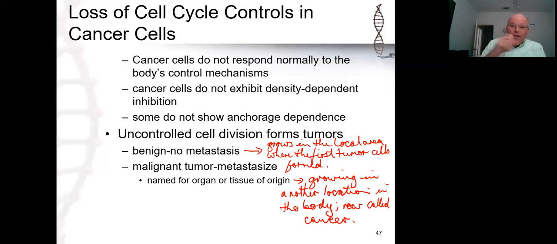So officially, in the medical world at least, we don't name things a cancer until the tumor has metastasized and you've got a tumor growing in another location. So if you've got lung cancer, it's probably as a result of a benign tumor moving to another location.